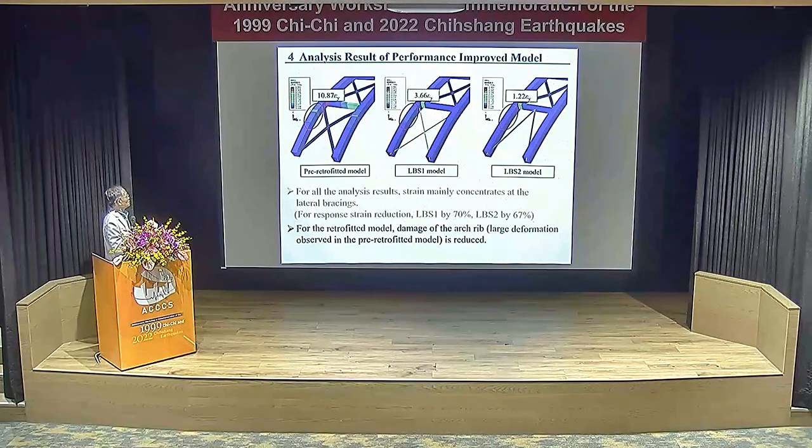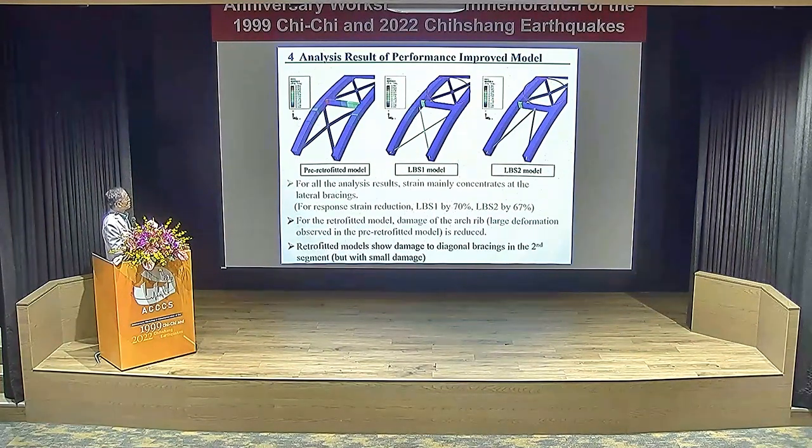So we also checked the damage of the main member, the arch rib. For the retrofit model, the damage of the arch rib observed is reduced from 11 epsilon y to 4 epsilon y. Yeah, it is largely reduced. And the models also show damage to diagonal braces in the second part.